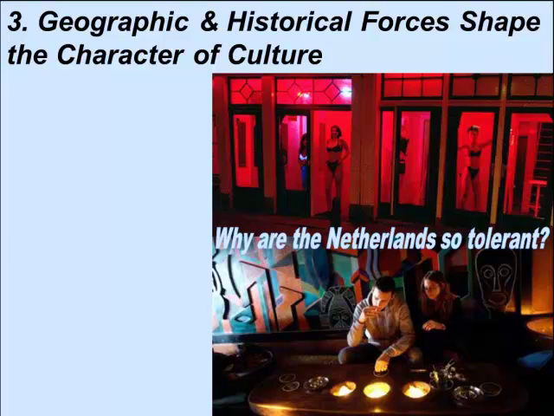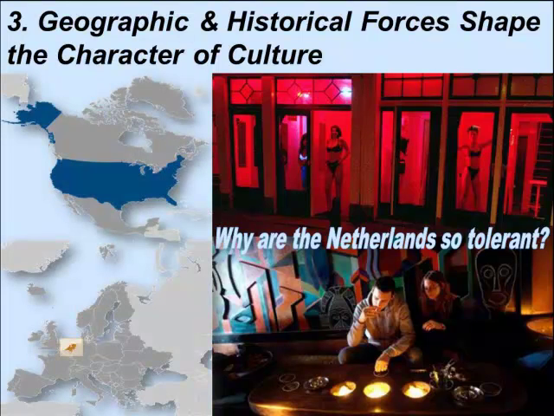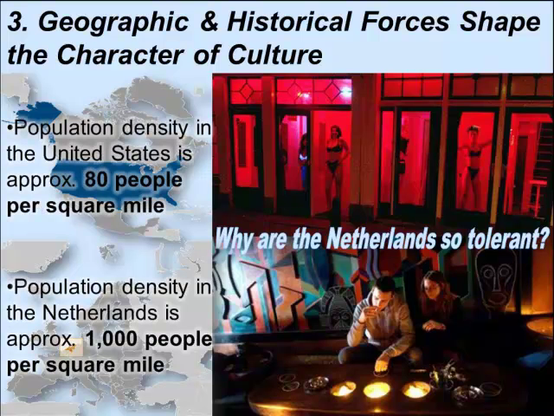What does the name Netherlands mean? Its literal translation is underland or lowlands, and for good reason. About 1/4 of this little European country is located below the sea level. People have always had to work together to build dams and fight flooding. Furthermore, the country is really overpopulated by our standards. The population density in the United States is approximately 80 people per square mile. The population density in the Netherlands is over 1,000 people per square mile.